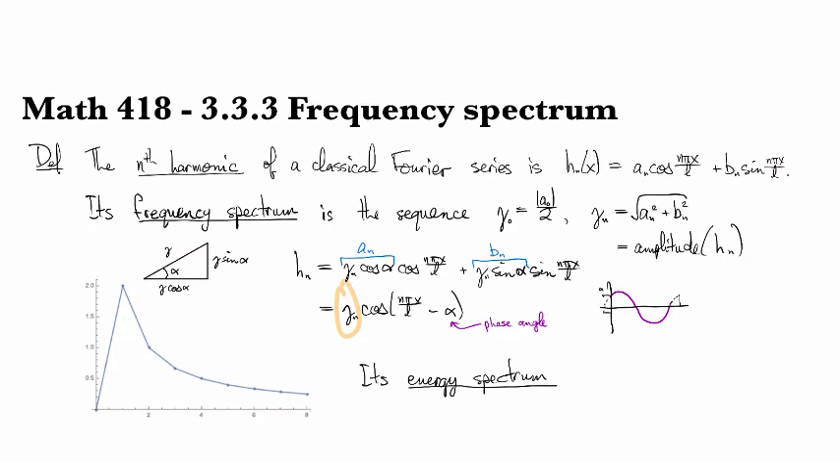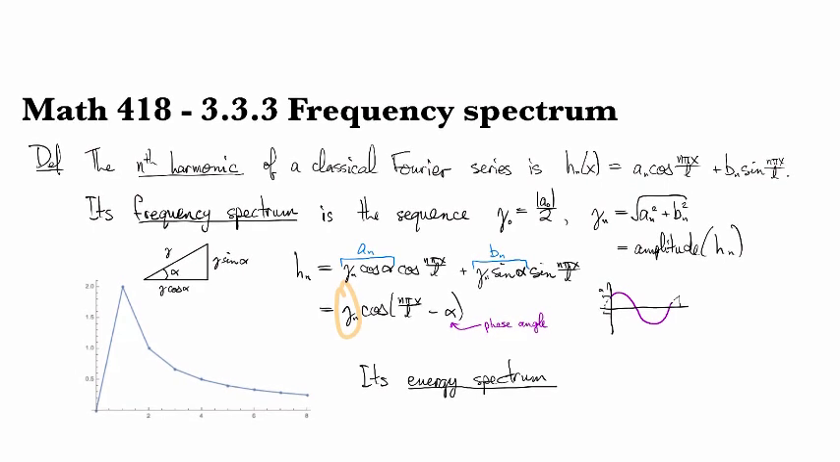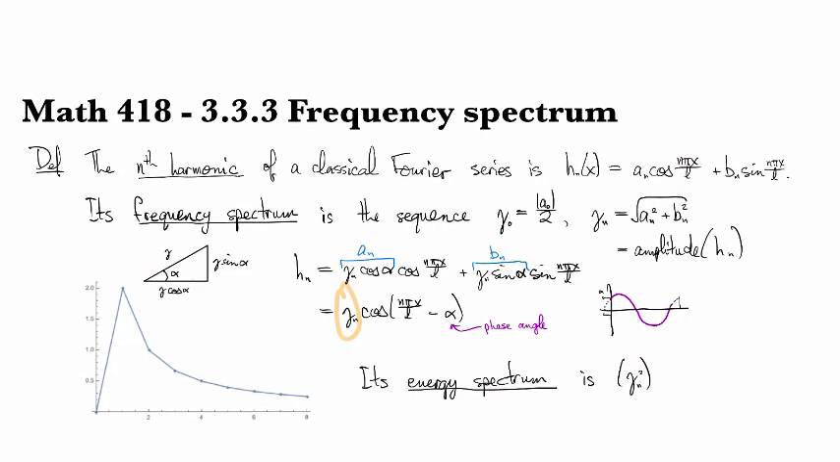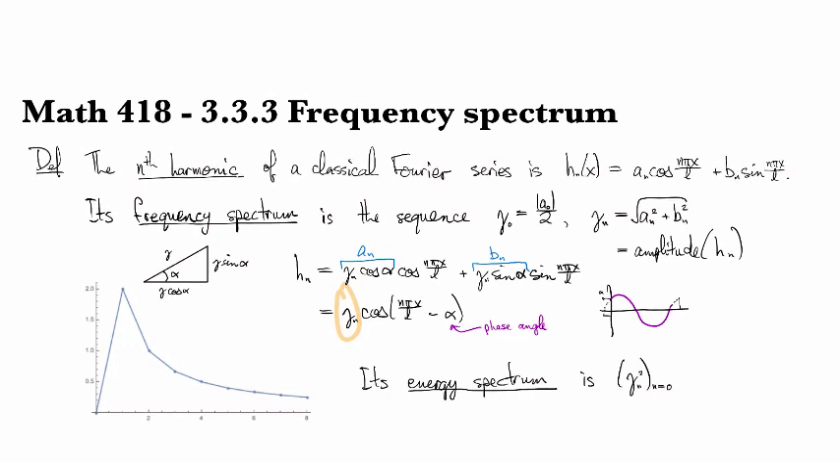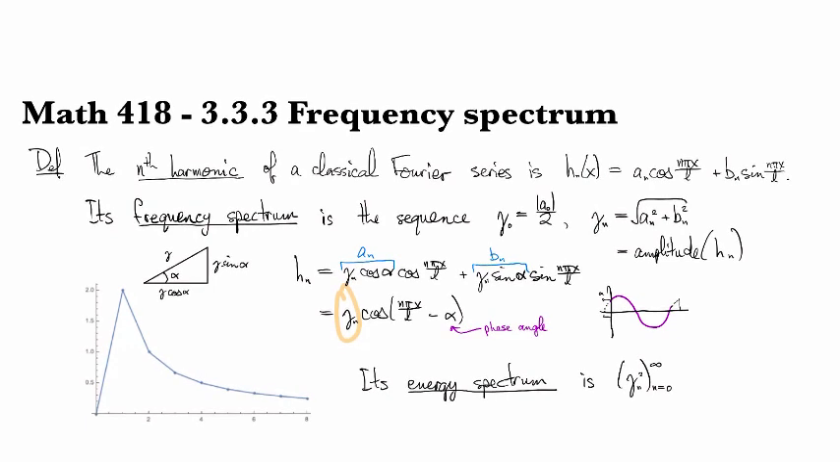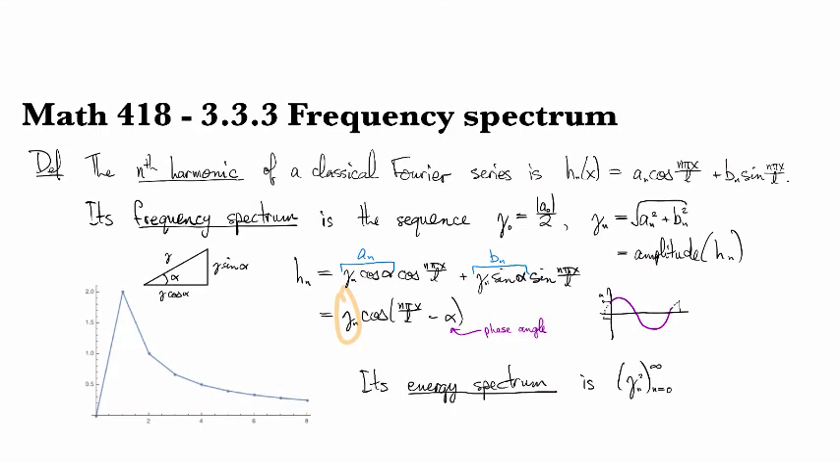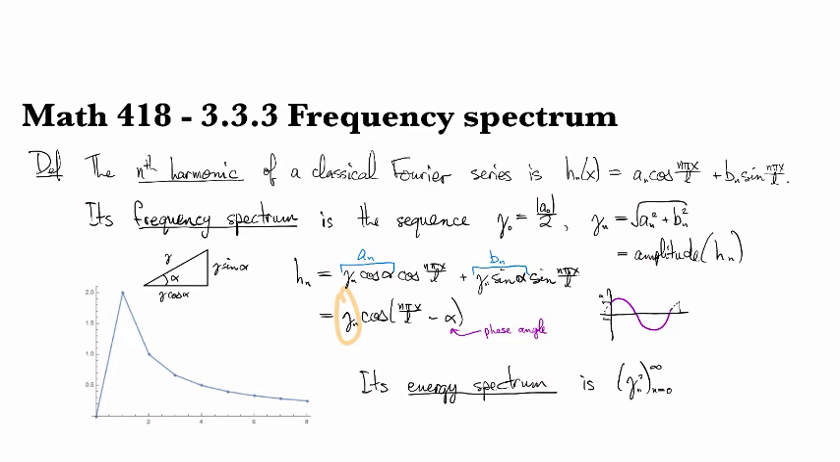And we also talk about the energy spectrum. The energy spectrum of the signal is the sequence formed by squaring the frequency spectrum. And so the frequencies actually appear as eigenvalues of the Laplacian. And so that's why it's called spectrum, because we use the word spectrum to describe sets of eigenvalues. And energy spectrum comes up when you're looking at understanding those eigenvalues as energy states.